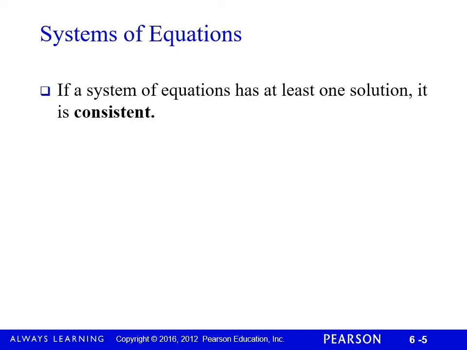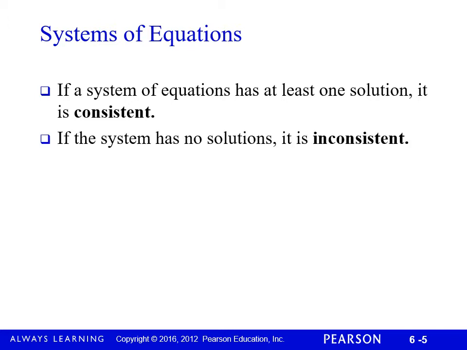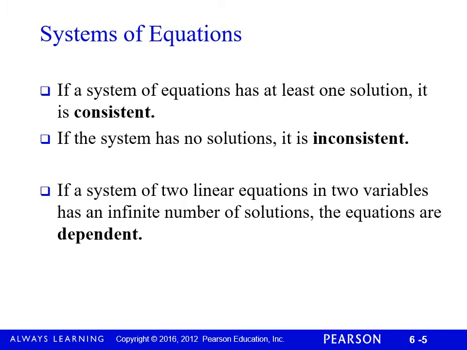If a system of equations has at least one solution, it is consistent. This is vocabulary for you. Consistent. A consistent system has at least one solution. If a system has no solutions, it is inconsistent. Inconsistent, no solutions. If a system of two linear equations in two variables has an infinite number of solutions, we say the equations are dependent.